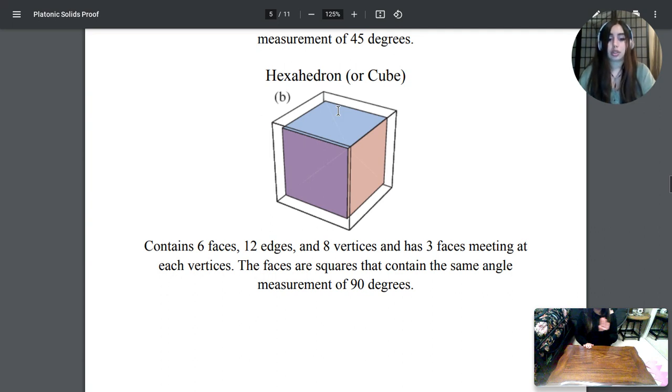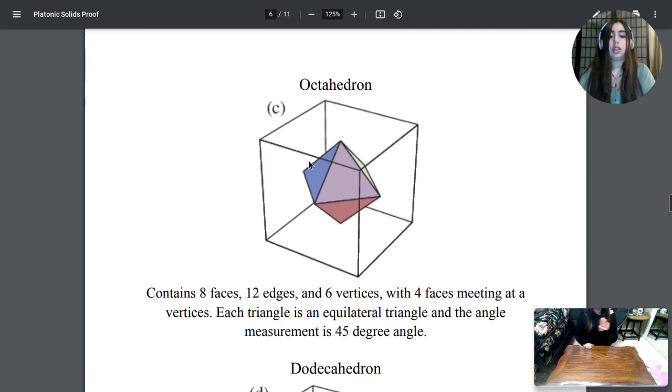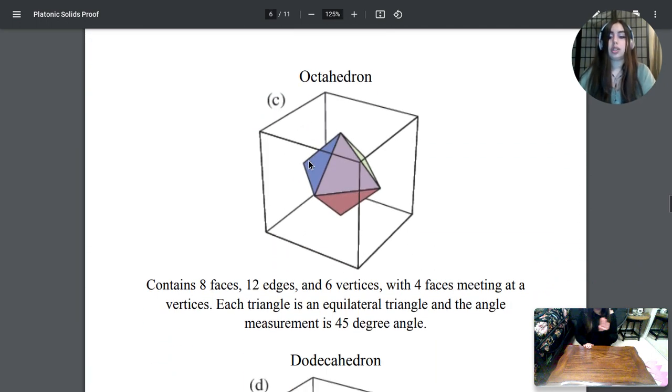The faces are squares, and they contain the same angle measurement at each of the four corners, and it's a measurement of 90 degrees. The octahedron contains 8 faces, 12 edges, and 6 vertices, with 4 faces meeting at each vertex. And again, each triangle is an equilateral triangle, and the angle measurement is a 45-degree angle.